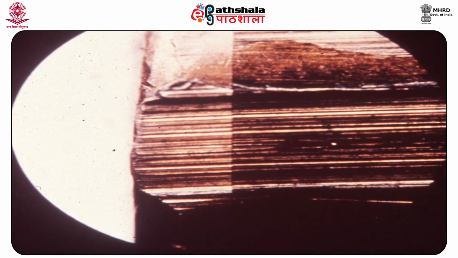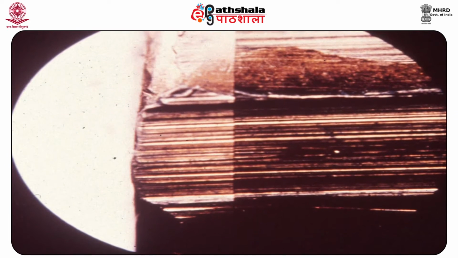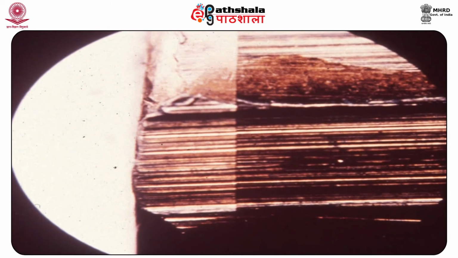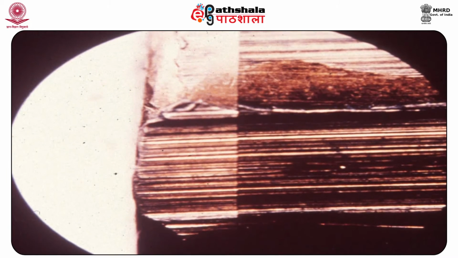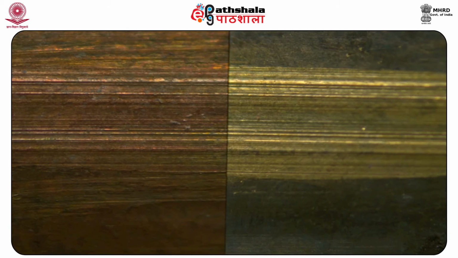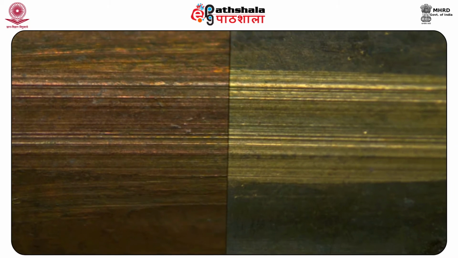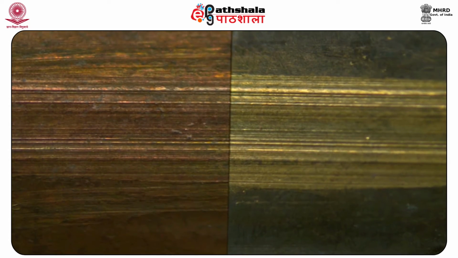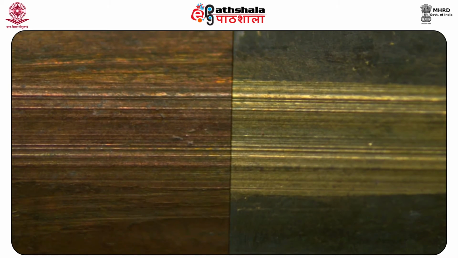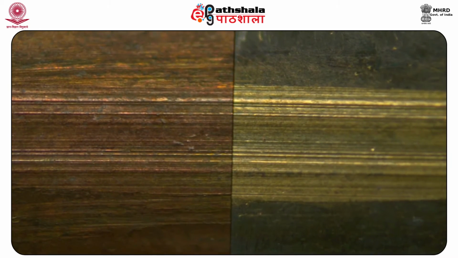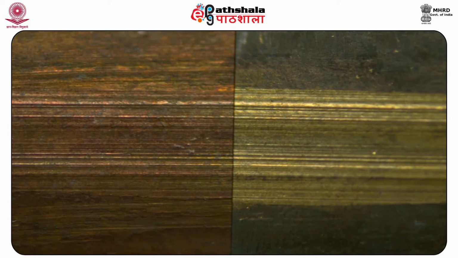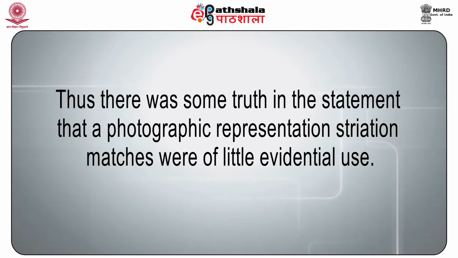It is often claimed that two-dimensional photographic reproductions of striation comparisons do not represent the three-dimensional views obtained from the eyepieces, as the single objective lens used in the comparison microscope is incapable of representing three-dimensional vision. Thus, there was some truth in the statement that a photographic representation of striation matches was of little evidential use.